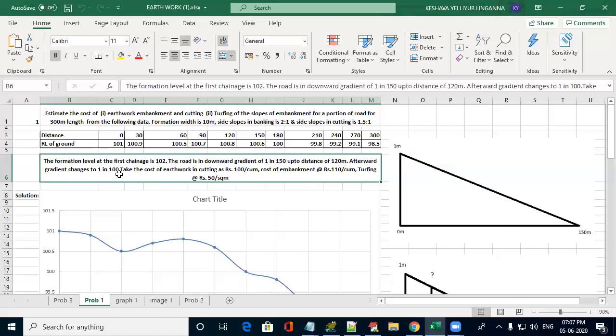This is the question. And then we need to take the cost of earthwork in cutting as rupees 100 per cubic meter, and cost of embankment.